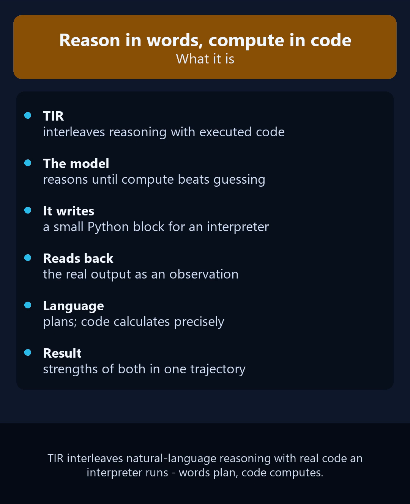Tool integrated reasoning gives the model an escape hatch. It reasons in words until it hits something better computed than guessed. Then it writes a small block of code, usually Python, and hands it to an interpreter. The interpreter runs it and returns the real output. The model reads that observation and keeps reasoning. Language handles planning and abstraction. Code handles precise calculation. You get the strengths of both in one solution trajectory.